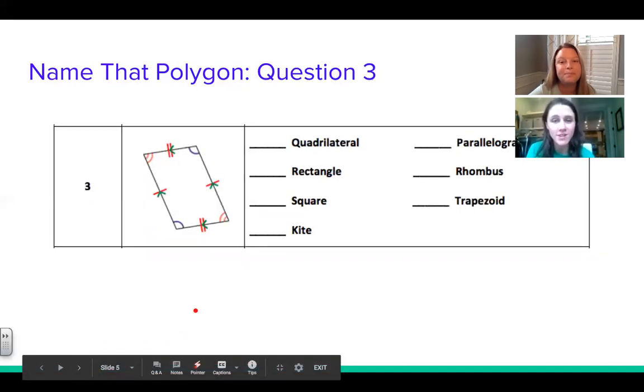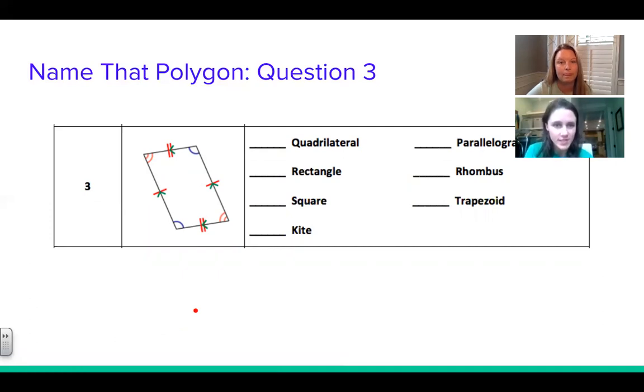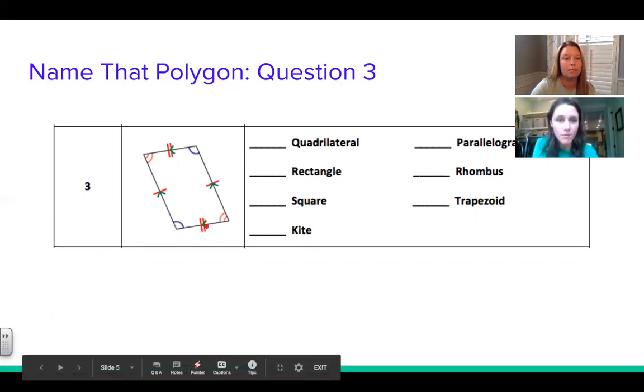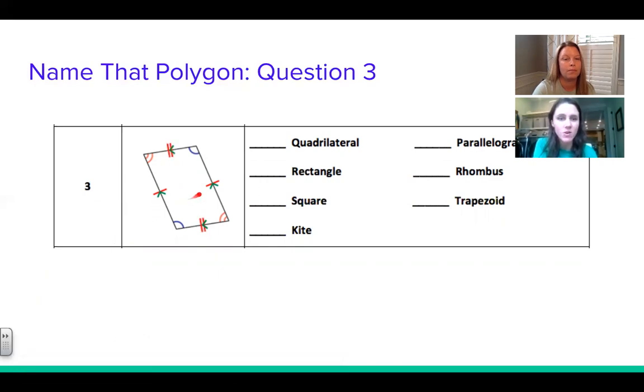Question 3. Number 3 has a lot of different markings. So for the arrows, that means opposite sides are parallel. So anytime you see the arrows, that's representing parallel. And then the little tick marks are showing that those opposite sides are that same size, which is congruent. And then again, for the angles, the little curve, C looking thing, arch, is showing the same thing, that those angles are congruent for the opposite. So this one has a lot.